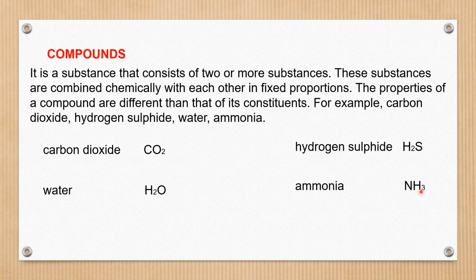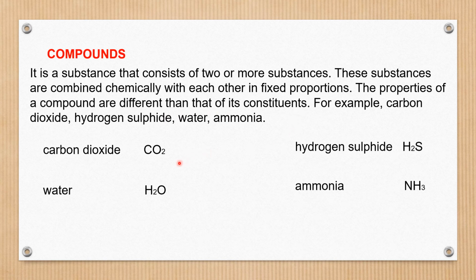And ammonia, NH3, one portion of nitrogen and three portions of hydrogen. Okay, so these substances, for example carbon dioxide, CO2. Two substances are there, carbon and oxygen, and they are chemically combined, and they have a fixed proportion, one carbon and two oxygen. This fixed proportion, and that is called compounds. And one more line here, the properties of a compound are different than that of its constituents.